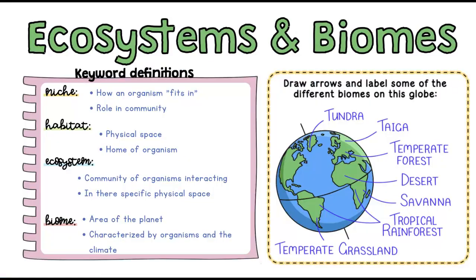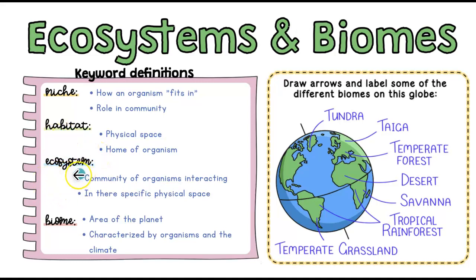All right, ecosystems and biomes. We're going to cover quickly the keyword definitions and then label some biomes around the earth. So niche is how an organism fits in and its role in the community. Like, what is your role within your family? The habitat would be their physical space or the home of the organism, like your room at home.